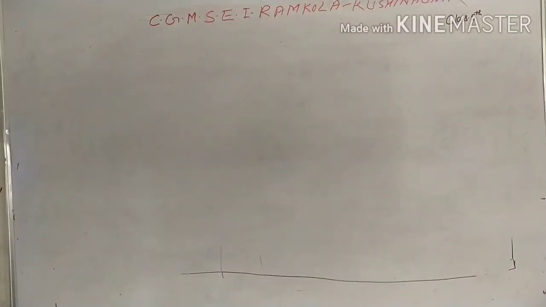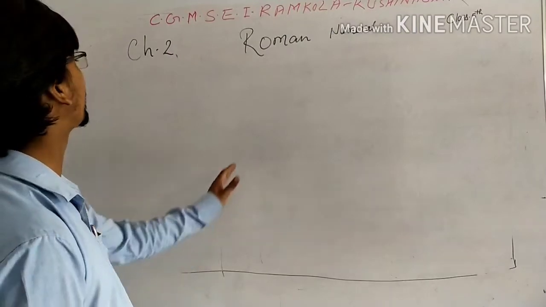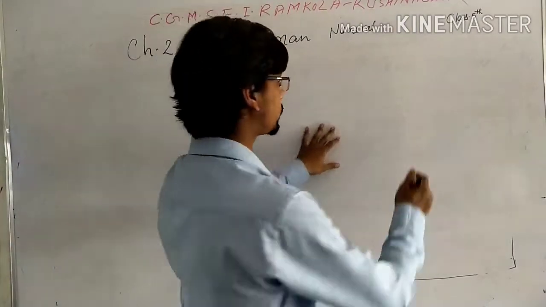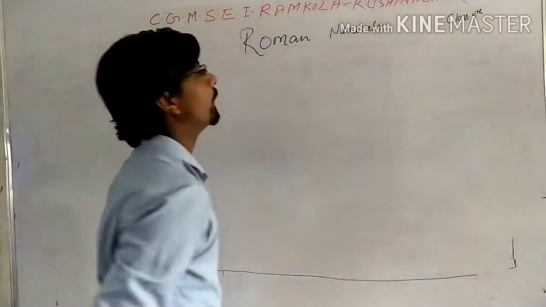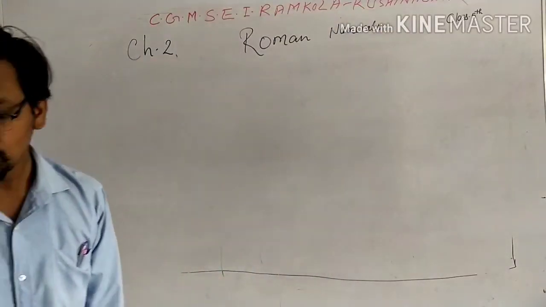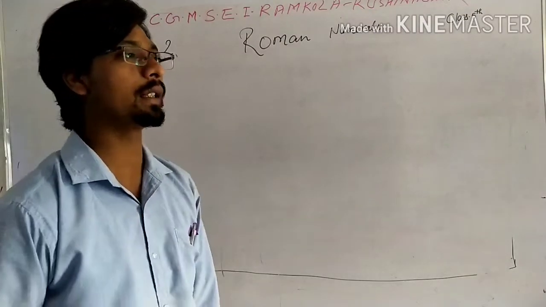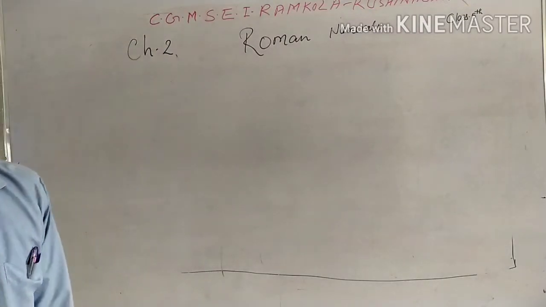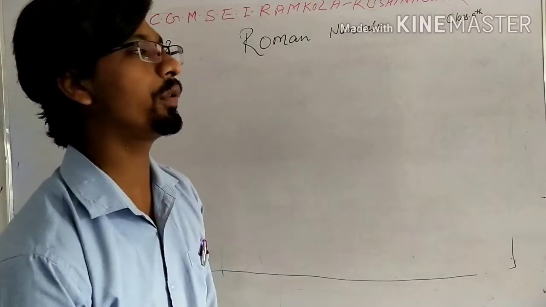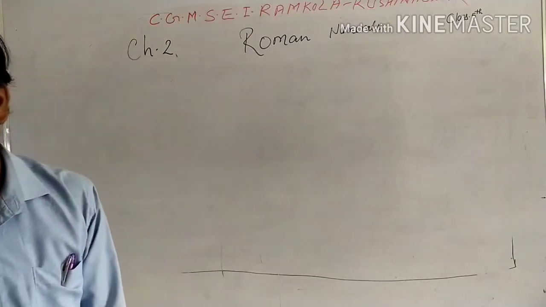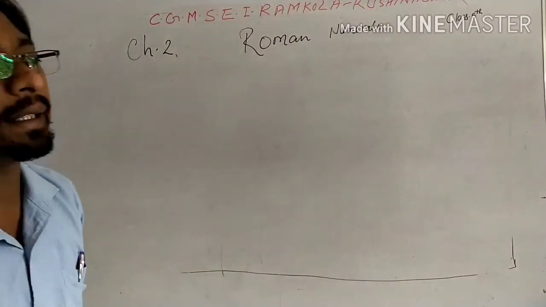So today we complete the first chapter, formation of greatest and smallest number, and we proceed to our next chapter, Roman numerals. In the previous class you already read about how to write Roman numerals, and we know that many centuries ago the Roman numerals were invented and developed by the Romans.